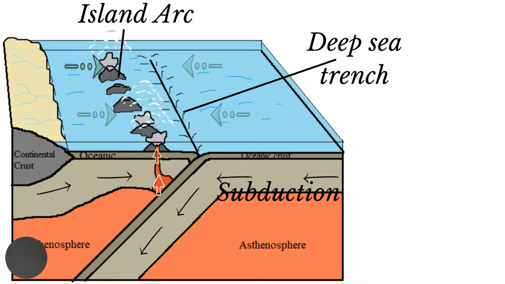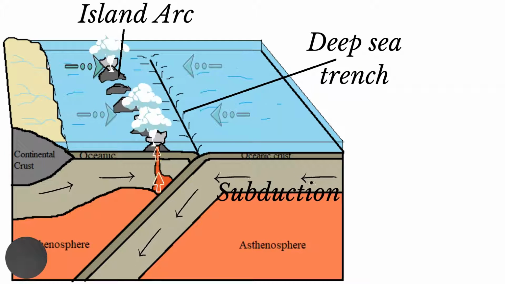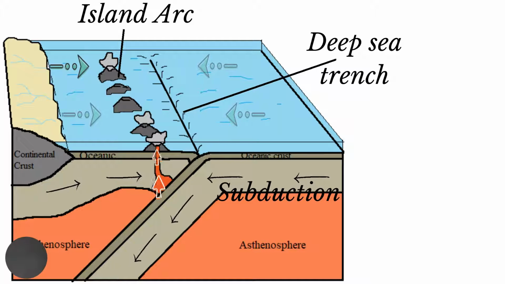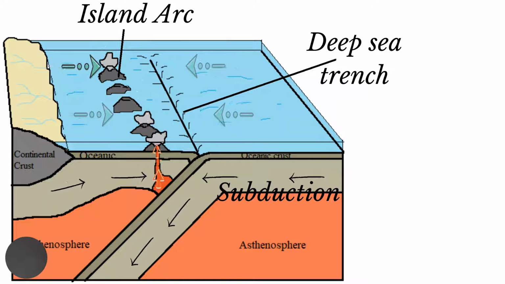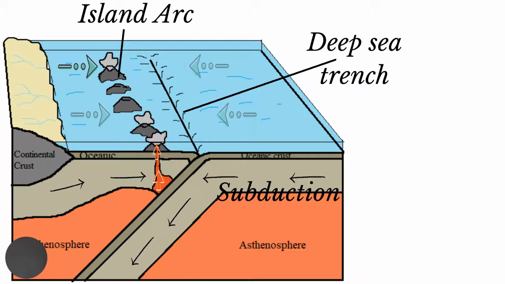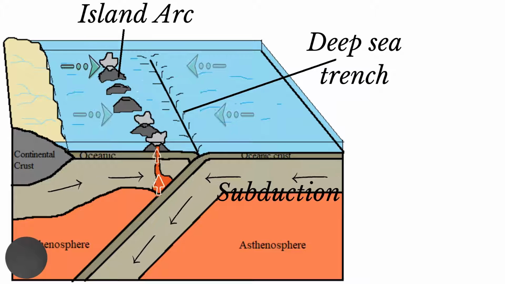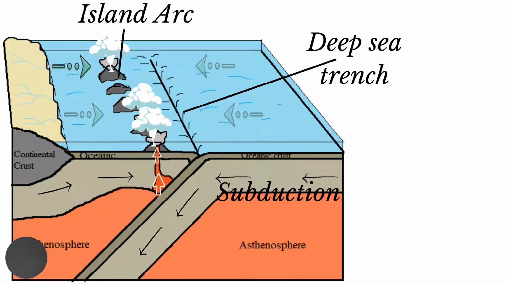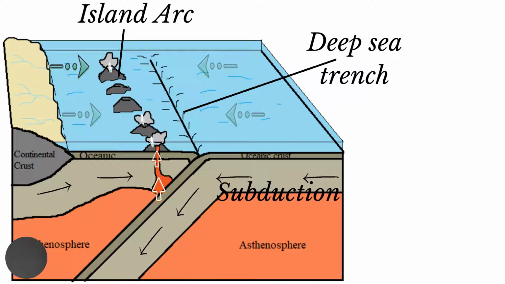So the heavier plate will sink beneath the less dense plate, and the point at which it sinks, a deep sea trench will be formed. The plate, after sinking into the mantle, will melt to form magma, and the magma being lighter than the surrounding material will rise to the surface to form a series of volcanic islands called an island arc.